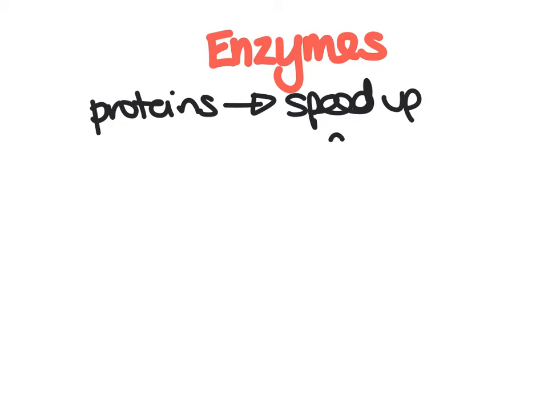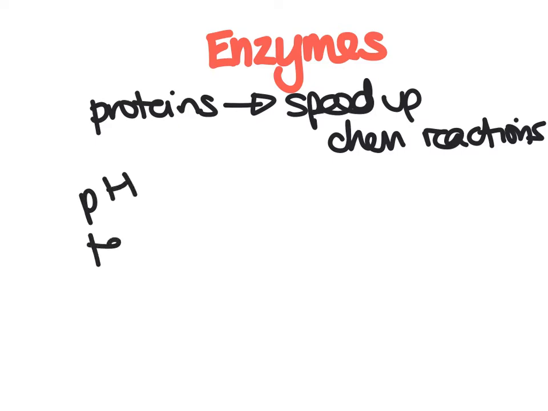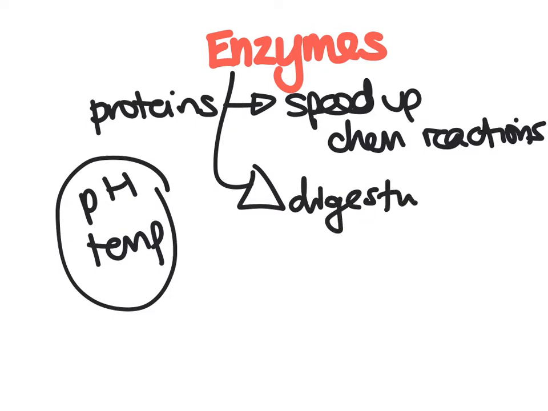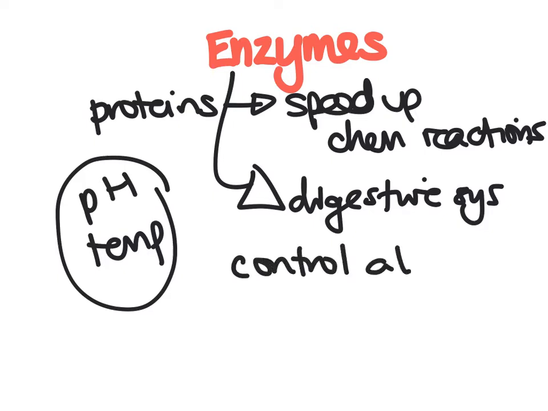So, speed up chemical reactions. And you probably remember things like pH and temperature can affect how they work. And you know that enzymes are found in your digestive system. And really they control all of the reactions in your body.